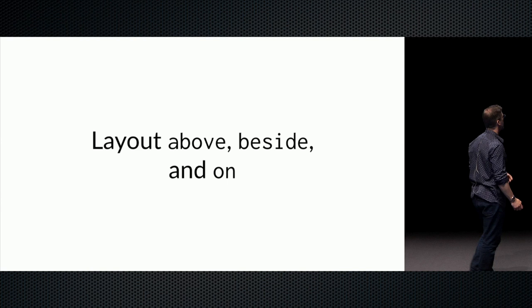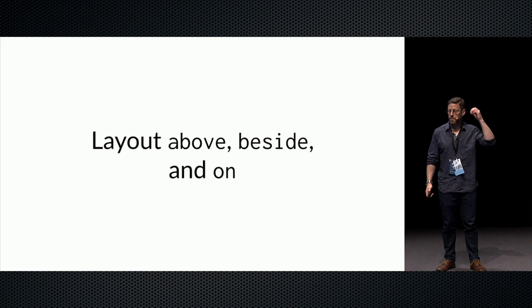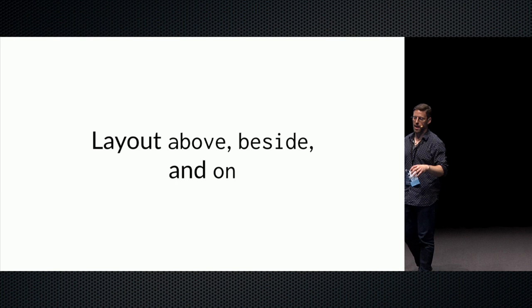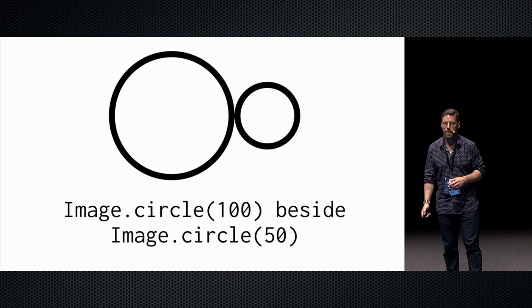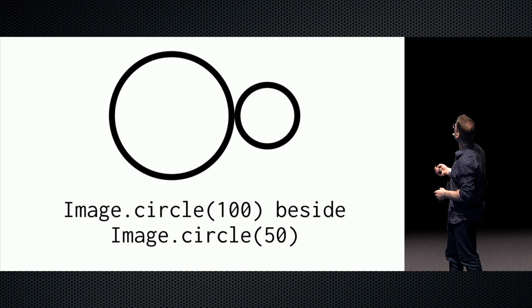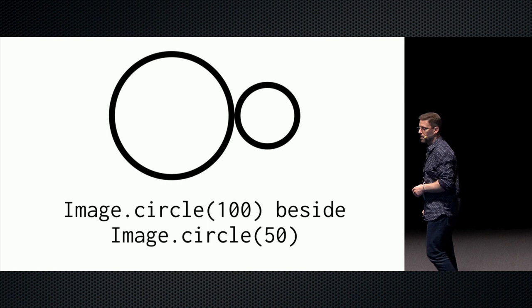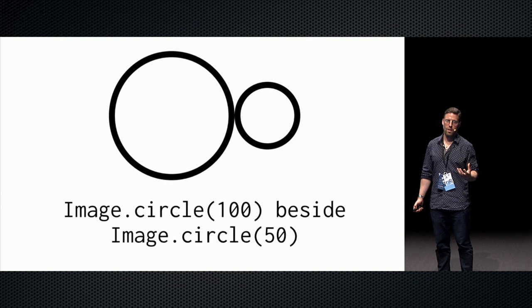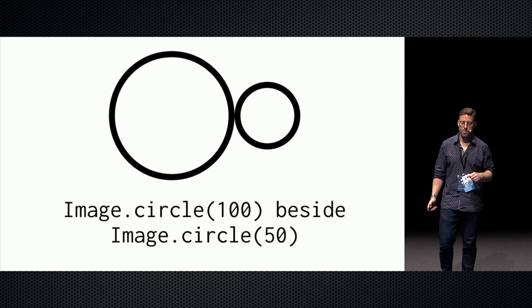Right. So what about layout, though? This is where we get a little bit different from these typical vector graphic libraries. We have layout operators like above, beside, and on. So, to give you an example, you can have a circle beside a circle, and you get what you would expect. You can hopefully read that code and see that, yes, that is indeed what it says. So it's giving you some nice tools beyond the absolute coordinate system that you might be used to if you've done lower level graphics programming, that make it easier to reason about what you're getting here.